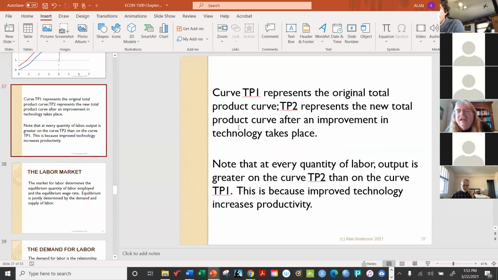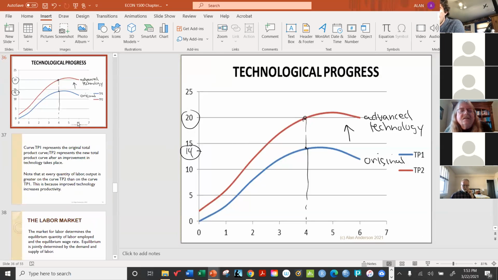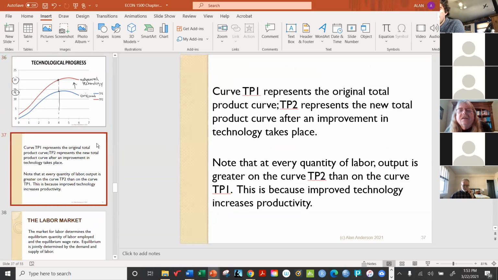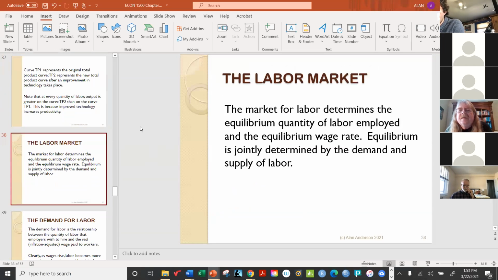Well, now all of this discussion ties in very nicely to what we're about to do next, which is to look at the labor market. And that poses an interesting question. Why do employers hire employees? What do they hope will happen if they do?